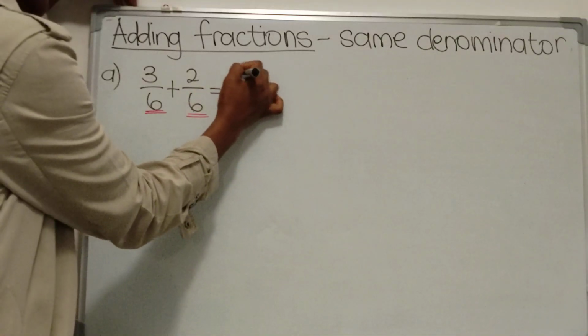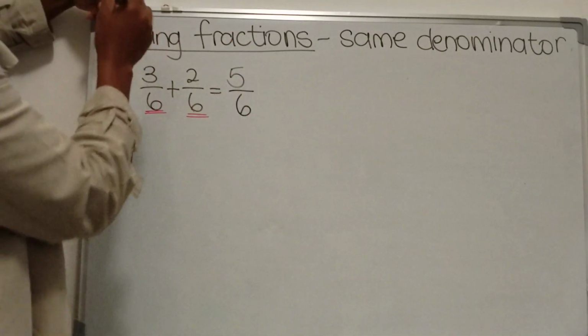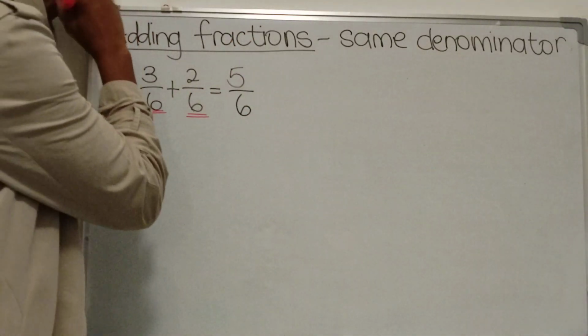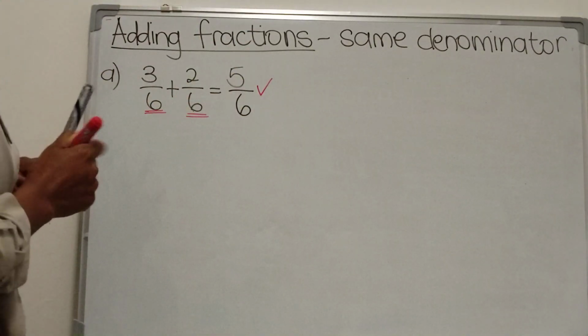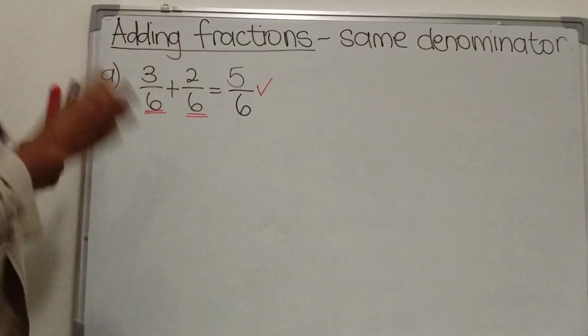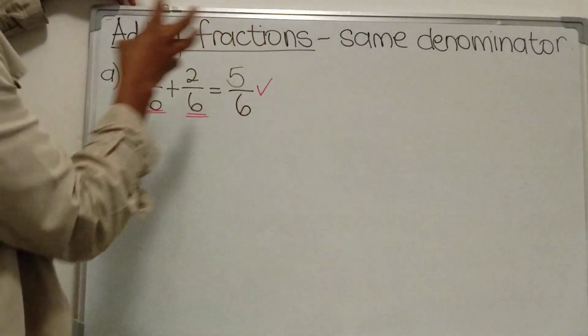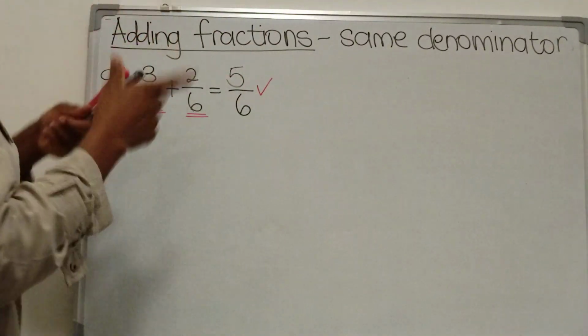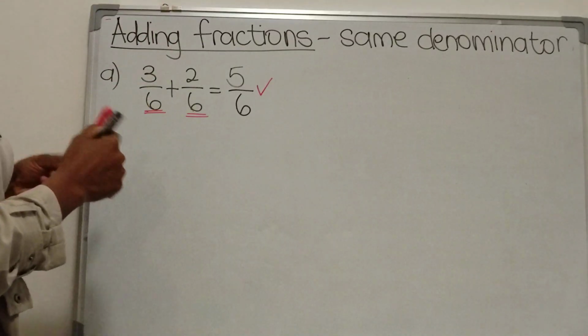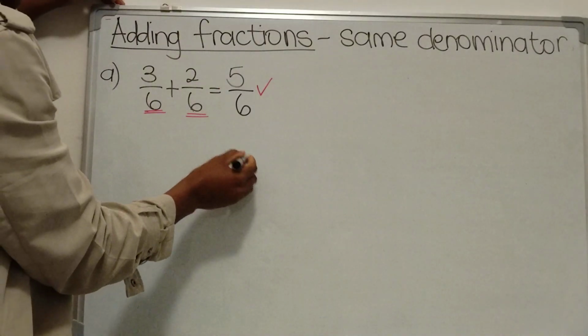So in this case, the correct answer is 5/6. 3/6 plus 2/6 is equal to 5/6. Ne? Because we are adding i-6th the whole A1. Suppose, let's do a drawing. Yale nto ndiyithethayo.